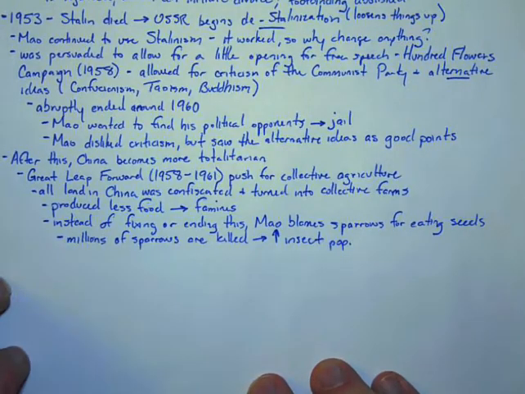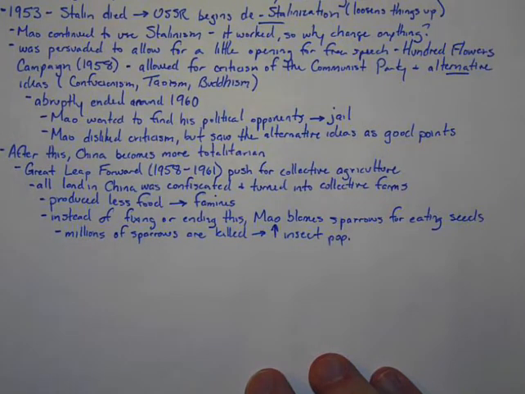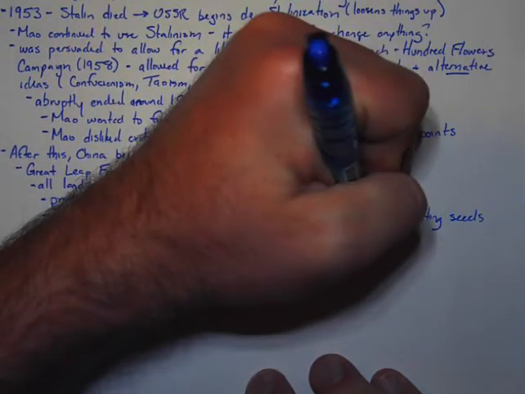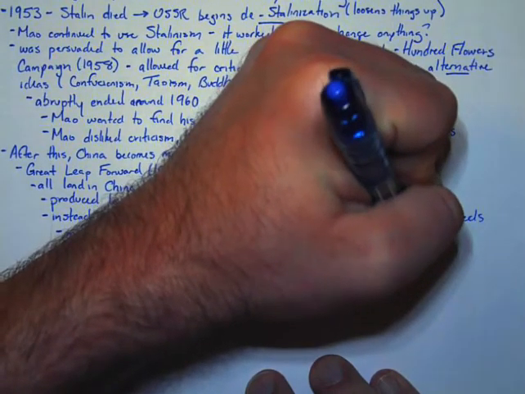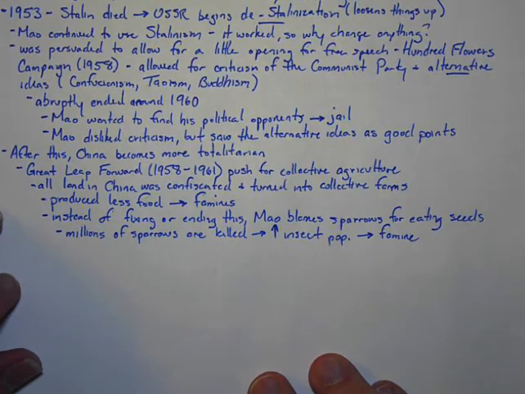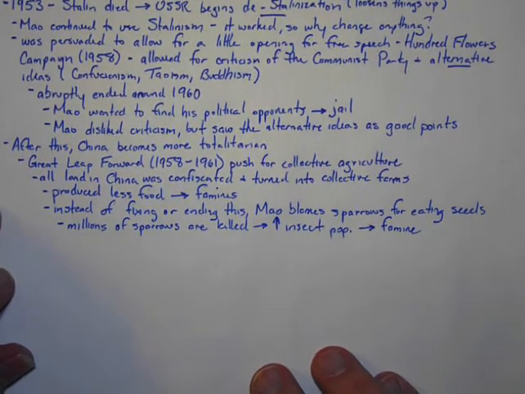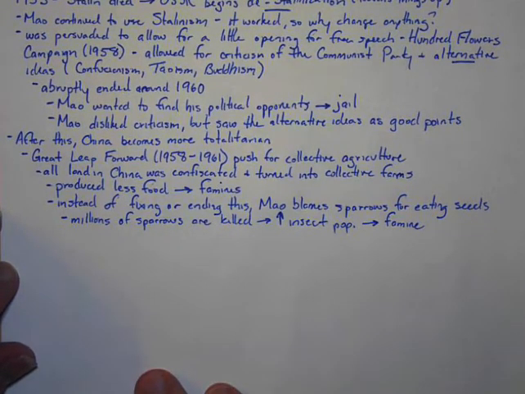And anyone who has ever tried gardening knows that insects eat the plants. So this caused there to be even more famine as the insects ate the crops that the sparrows would have eaten. And after this, the Great Leap Forward ends. We just kind of stop doing it and forget that we were even doing it in the first place.